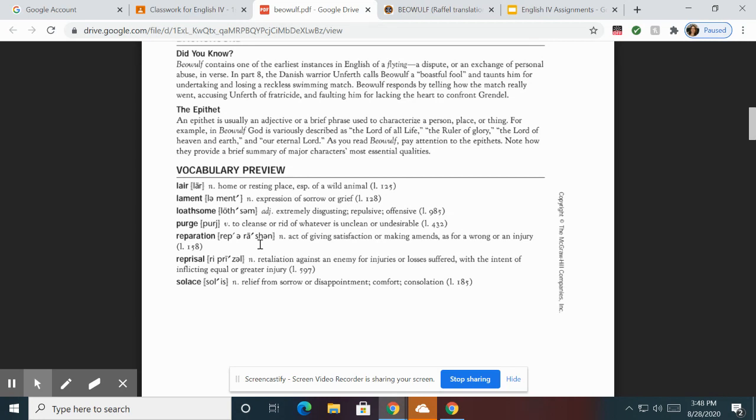So what we're going to do today for each of your vocabulary words, we have the words layer, lament, loathsome, purge, reparation, reprisal, solace. For each of those words, you're going to just draw a little picture.